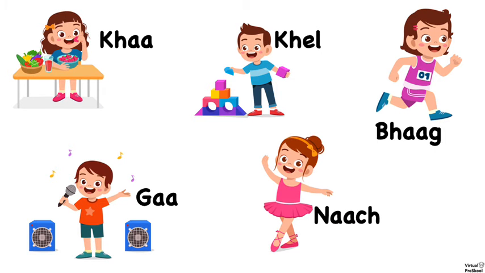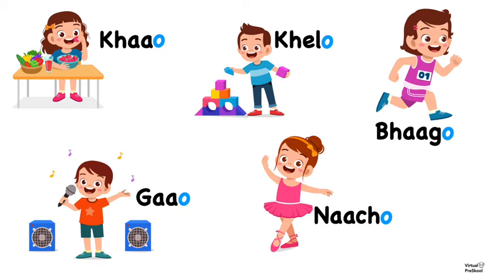Next, what we do is add an O sound at the end of the verb. So there's no ta, ti, te, there's no raha, rahi, rahe, no other conjugations. We're adding a simple O sound to the end of the verb. So let's see how that works. So kha becomes khao. Khel becomes khelo. Bhag becomes bhago. Ga becomes gao. And nach becomes nacho.